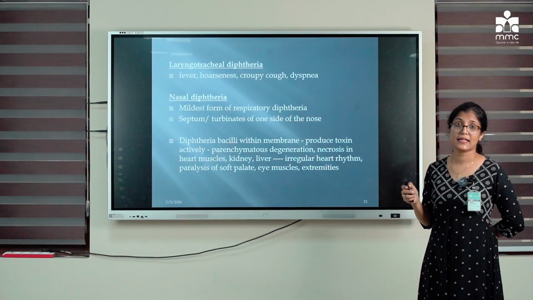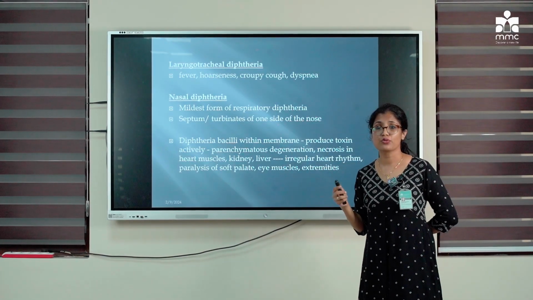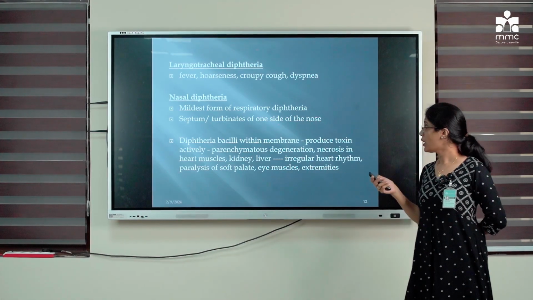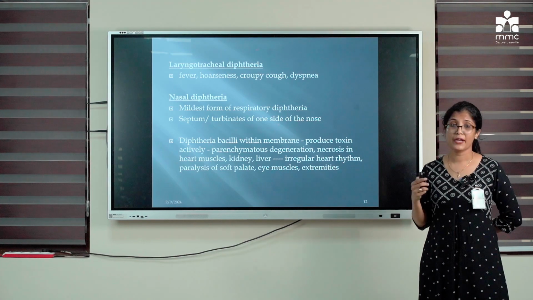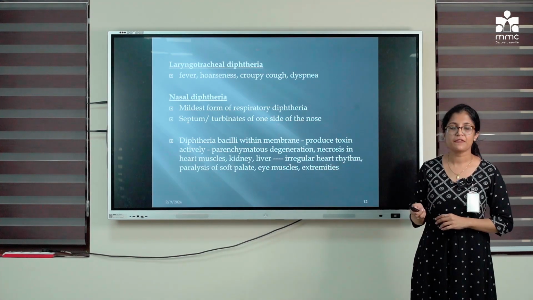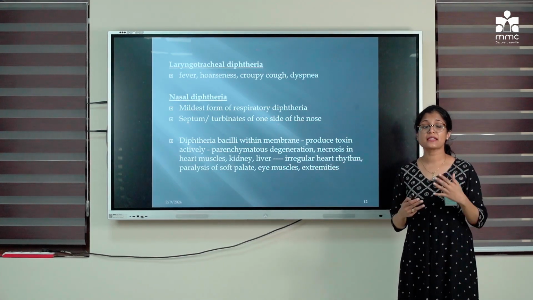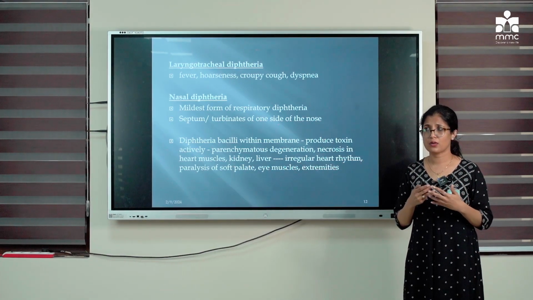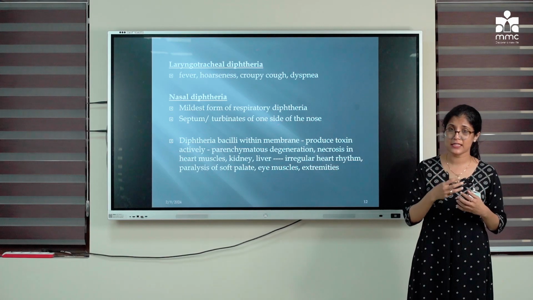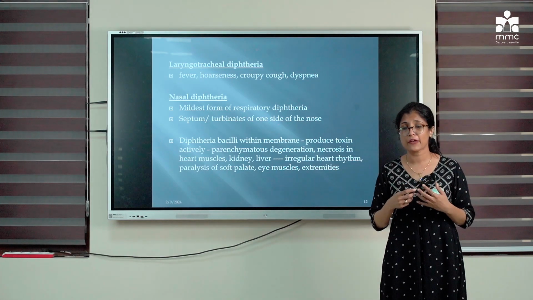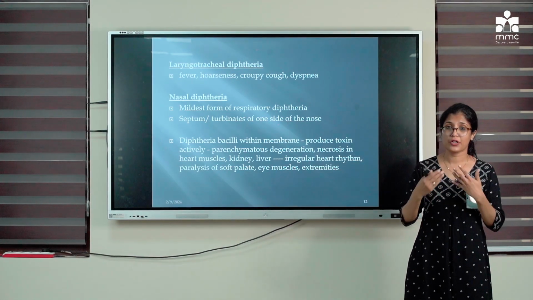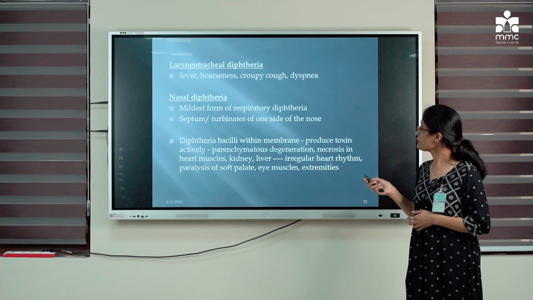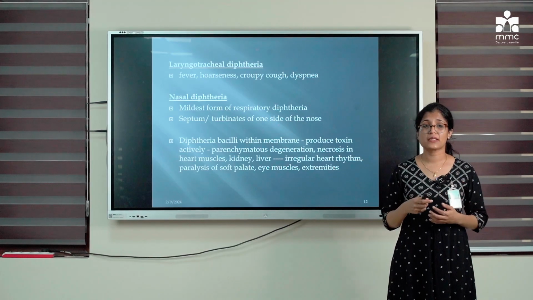Coming to the second type of diphtheria, which is the laryngotracheal one. Again, constitutional symptoms like fever, croupy cough, dyspnea and hoarseness can occur. Nasal diphtheria is the mildest form of diphtheria, and if a person is affected with nasal diphtheria, it will involve either side of the turbinate or the nasal septum. Now what is the pathogenesis of diphtheria?